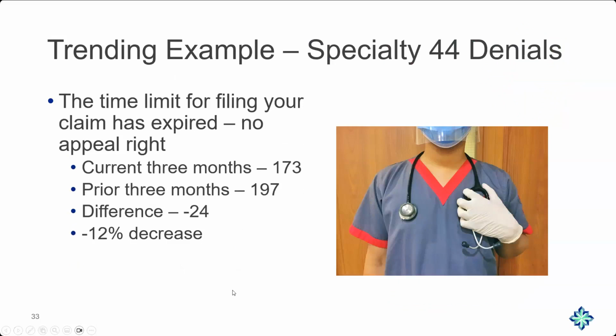And here's a trending example for denials. The time limit for filing your claim has expired. This is one of those exceptions, folks, that I talked about earlier where you do not have an appeal right. Current 3-month period, we denied 173. Prior to that, we denied 197. The difference is minus 24. So it was a 12% decrease. So this is what we like to see. We like to see those denials decreasing.